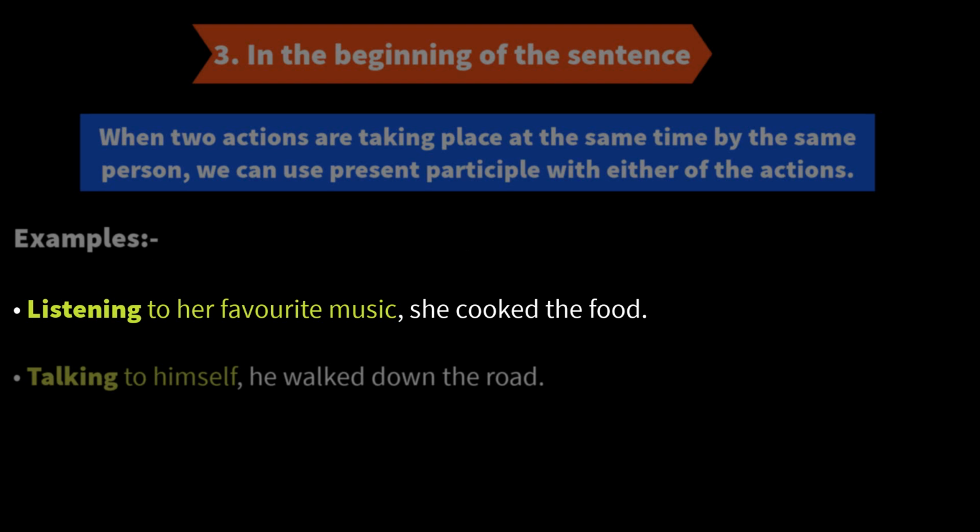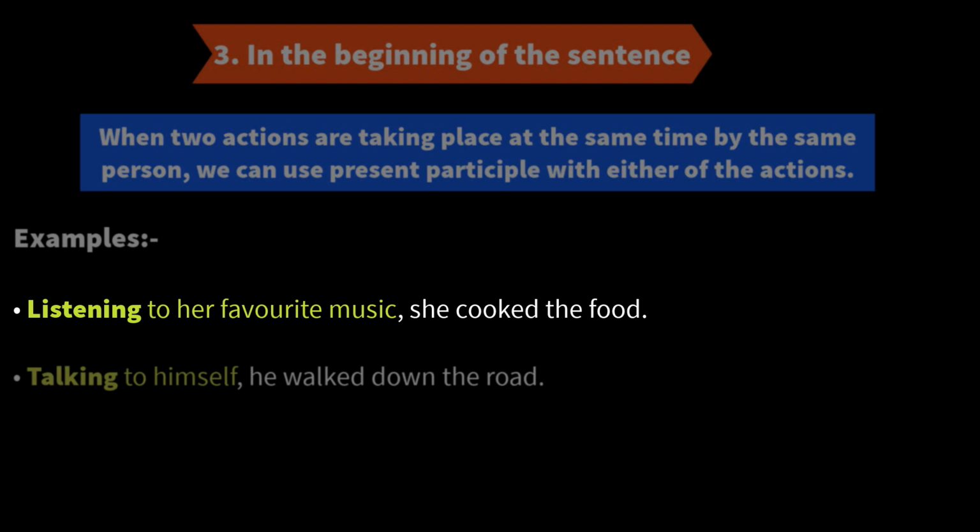You must have been in situations where you're doing multiple actions at the same time, like eating and listening to music, eating and talking, right? Driving and talking to somebody, right? We do get in situations where we're doing multiple actions at the same time. This is one of the cases. So we can use present participle with any of these actions.